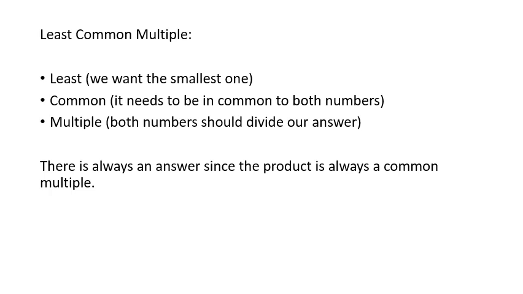Now, if you remember from before, the set of factors is always finite. If I'm given two numbers, I can list out all the possible factors. We know it's feasible because it's a finite set. But multiples are an infinite set. They're going to keep going. So whereas we can list out all the factors, we can't list out all the multiples. But there's always an answer because the product is always a common multiple. So if I'm given two numbers, I can always find a common multiple by just multiplying them together.